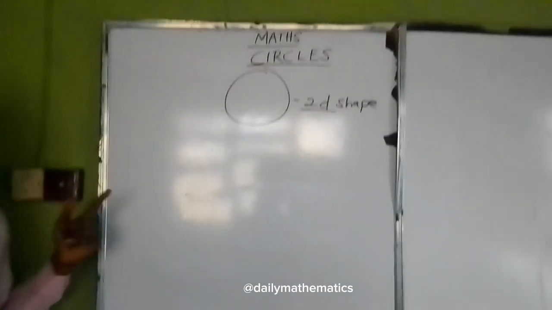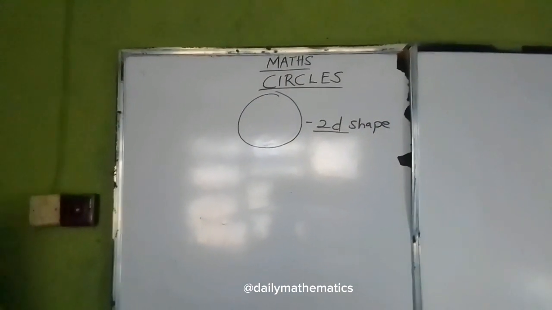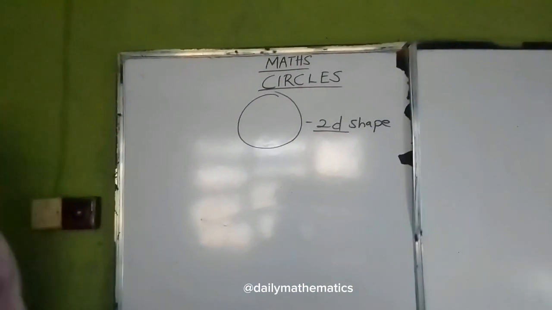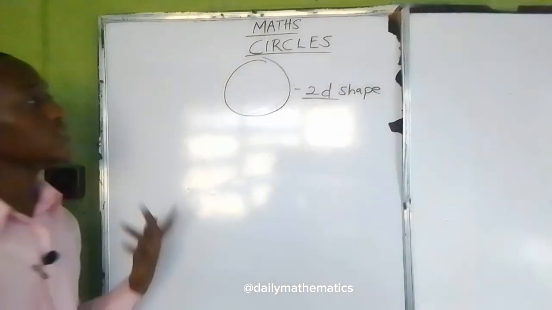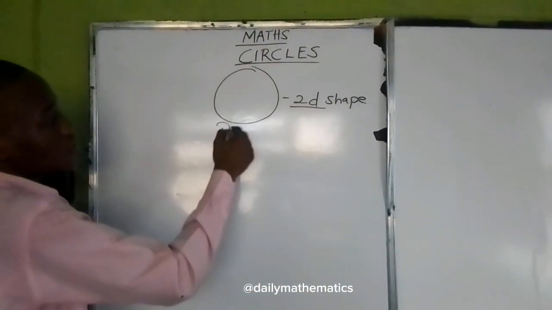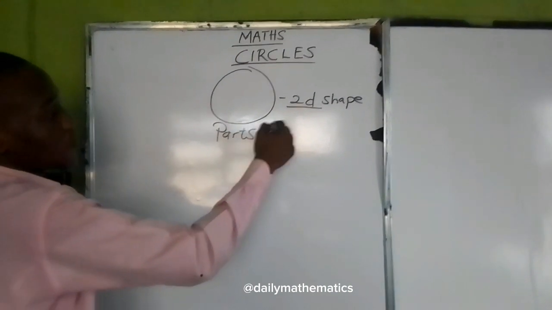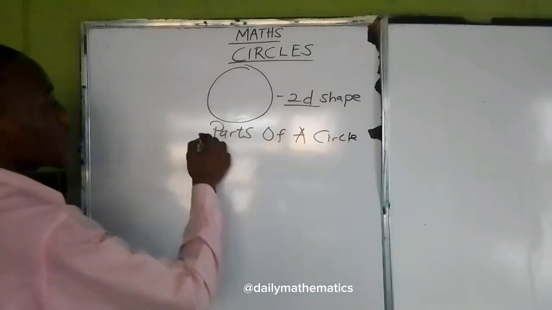From here, we're going to be looking at some circular objects. Some circular objects we have are buttons, wall clocks, wheels, rings, bangles, etc. So moving down to the parts of a circle. What are the parts of a circle?